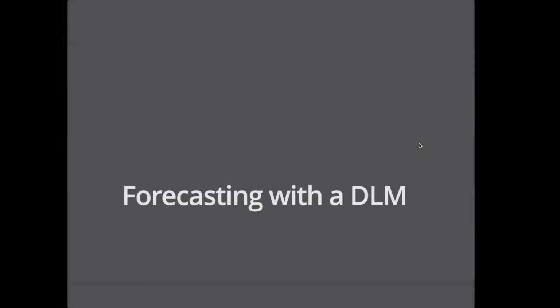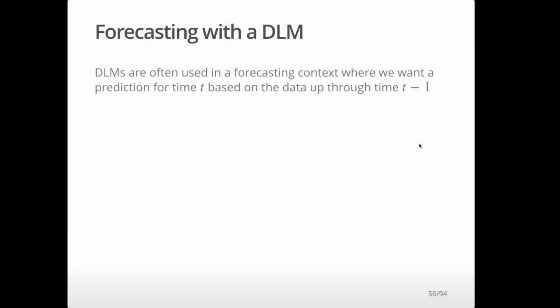Okay, so let's talk about forecasting with a dynamic linear model. This is one of the ways that we see DLMs appear quite a bit in the literature, in a forecasting context. The idea here is that we want a prediction for time t based on the data up through this morning. Imagine you get up in the morning and the first thing you do is make a prediction before you get to look at your phone, your watch, anything. The only information you have at that point is everything through yesterday. So you're going to want to make a prediction of today based on what you know in the past.